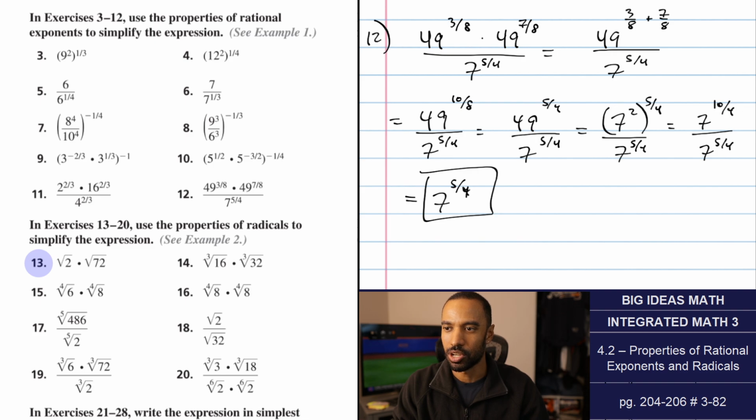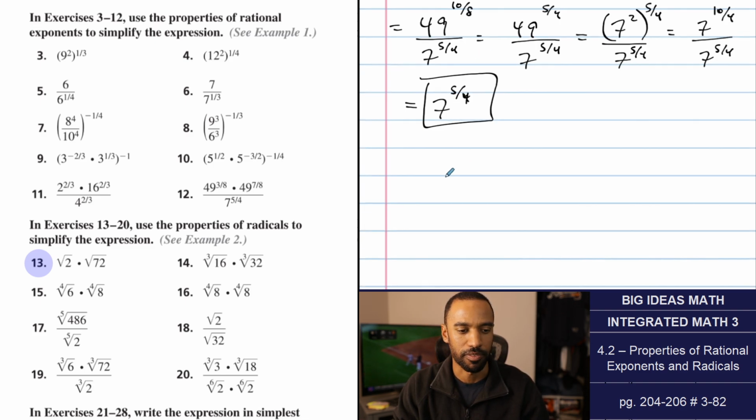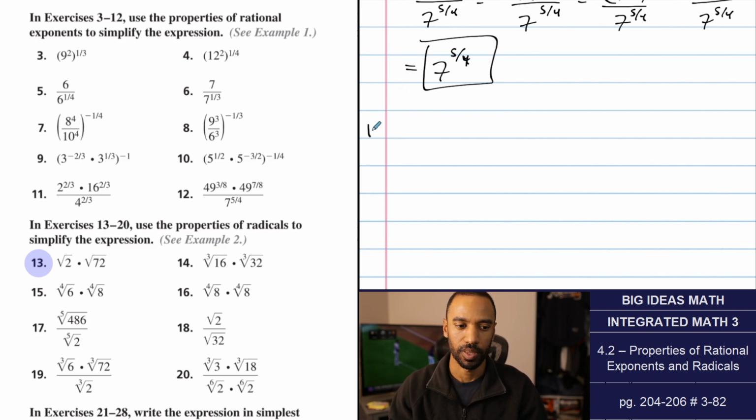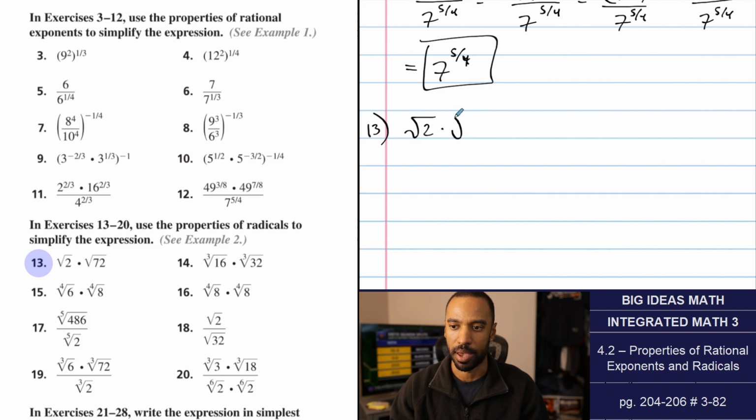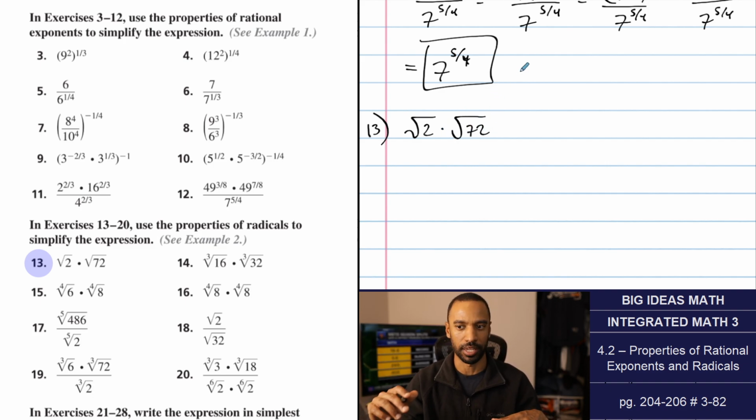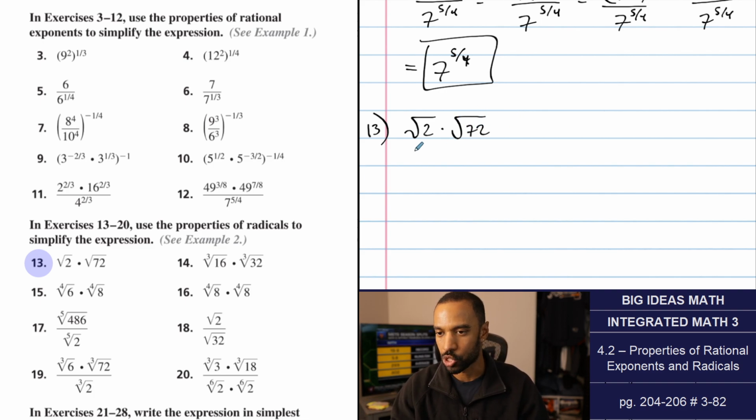All right, exercises 13 to 20. Use the properties of radicals to simplify the expression. Now, this time, we're going to have to do some actual simplification within here, kind of like what I did on numbers 3 and 4 to start with, really breaking it down. We're going to do the same thing here. Square root of 72, because it's square roots, we've done these ever since IM2, probably even some to start in IM3. That's root 36 times root 2, which is 6 root 2.